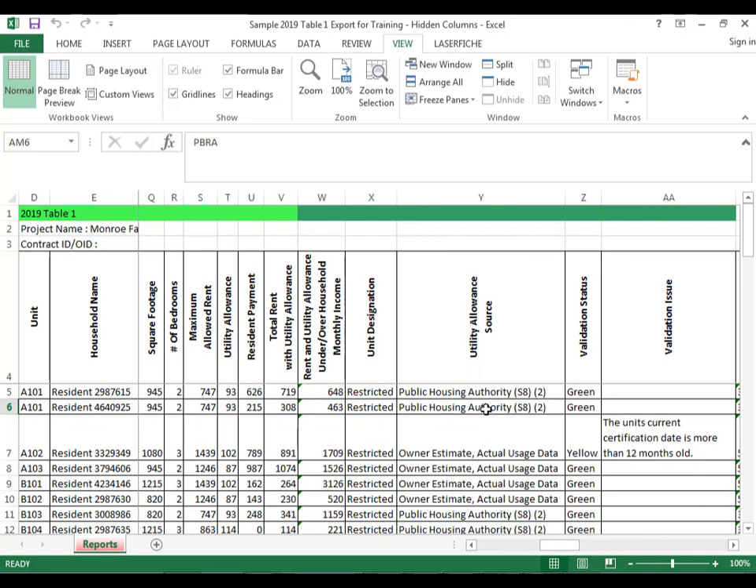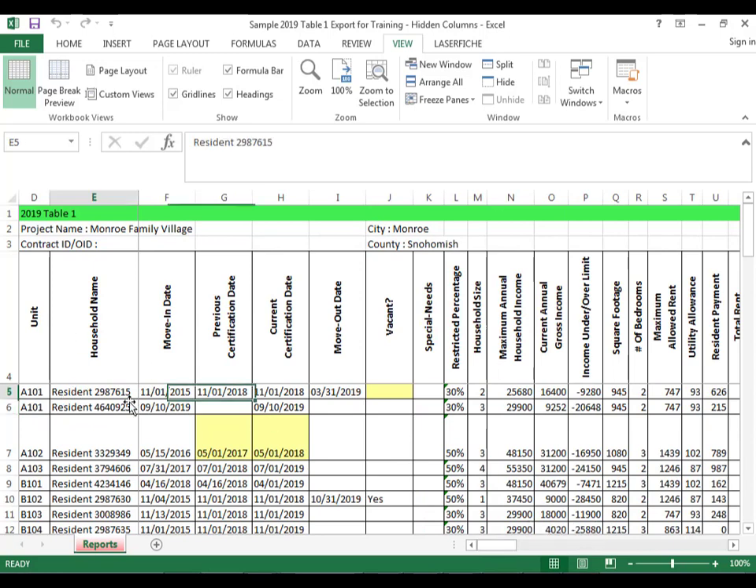So you'll want to watch and make sure that you have a clean correlation between the utility allowance source that you're using and the reason that you're using it. Okay, so that was a general comment. Now let's go line by line.